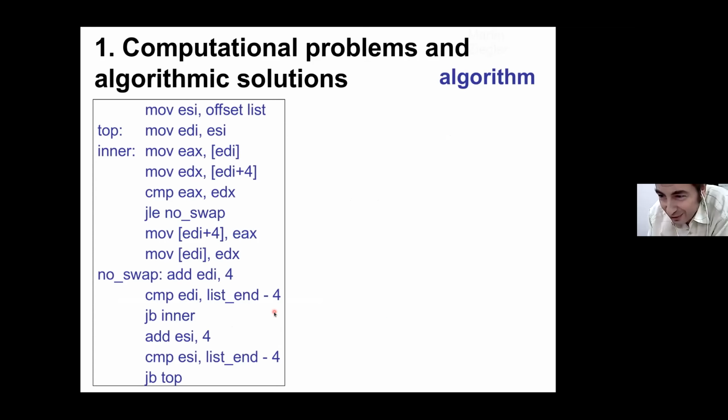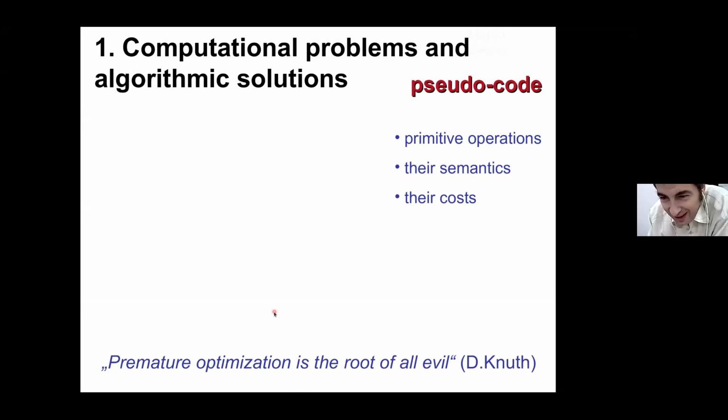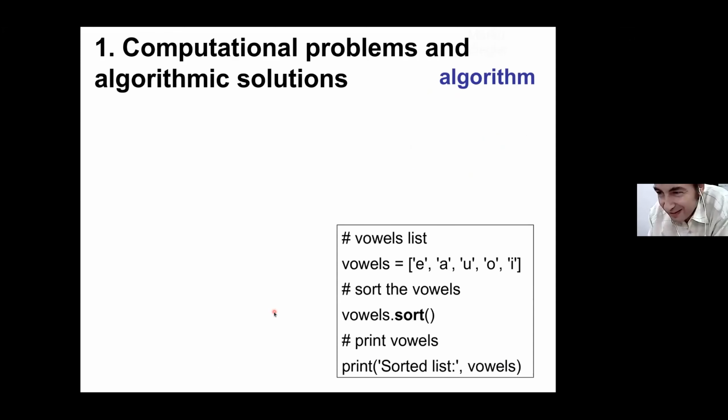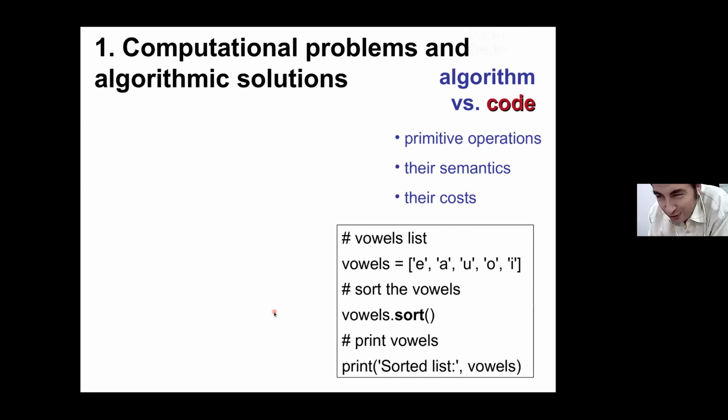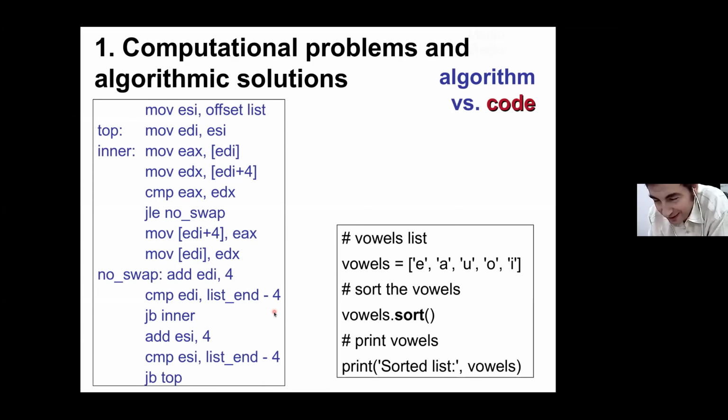Then we talked about primitive operations, semantics, and costs. And there is some difference between algorithm and code. In most cases, we were talking about algorithms without the actual implementation in some specific language. So, for example, I do not know assembler, so I cannot help you very much with this piece here. You know assembler better than I.